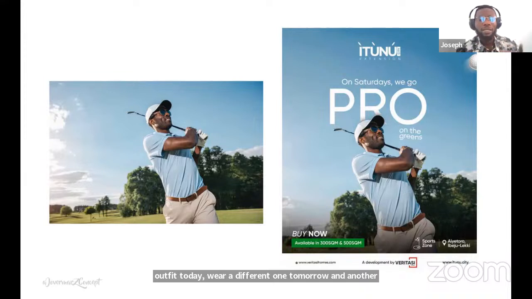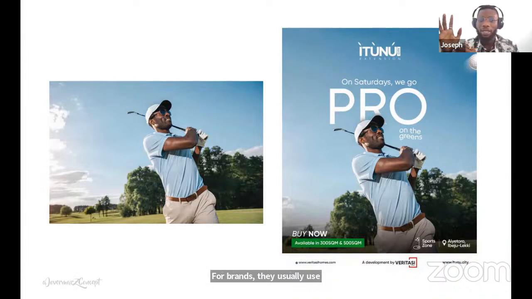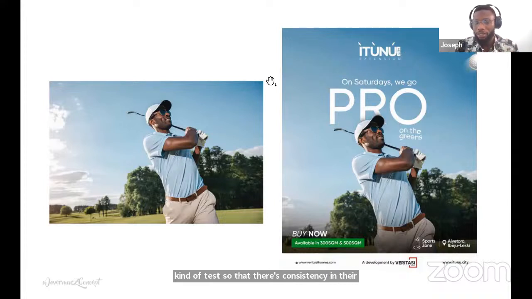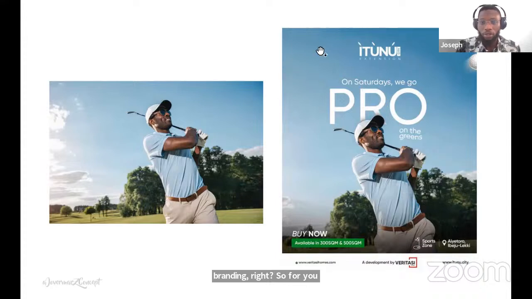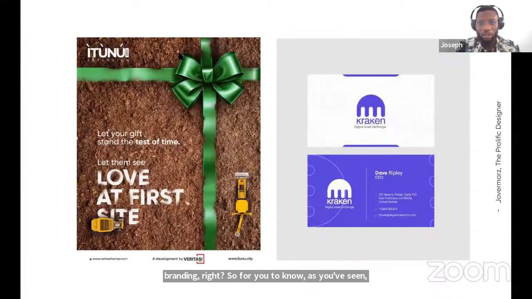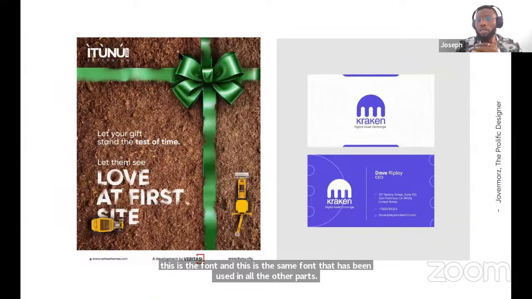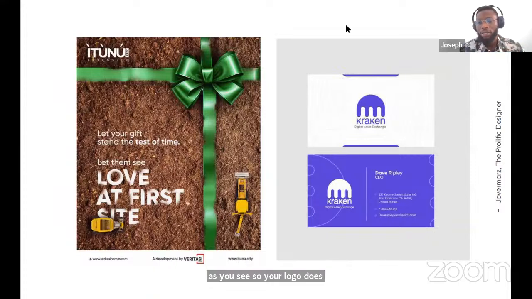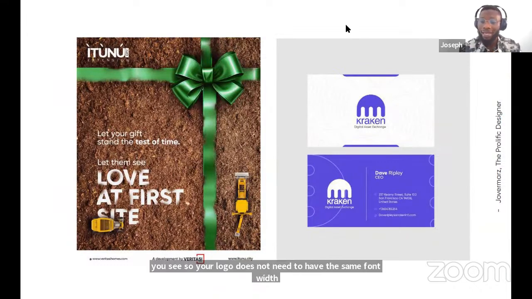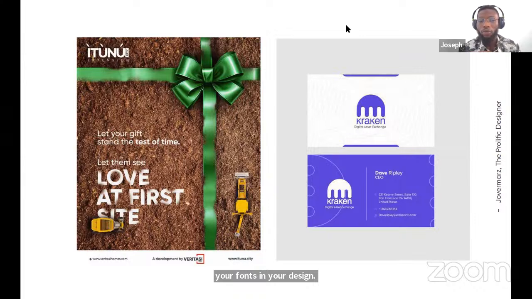But for brands, they usually use one or two specific kinds of text so that there's consistency in their branding, right? As you've seen, this is the font, and this is the same font that has been used in all the other parts. So your logo does not need to have the same font as your font in your design. But that is up to you, the designer. If you want it to be the same thing, by all means, do that.